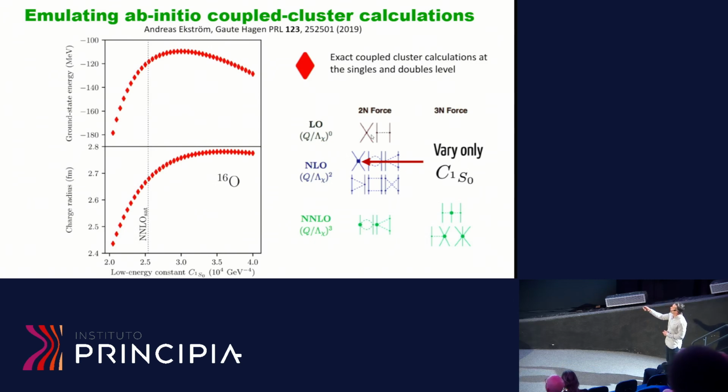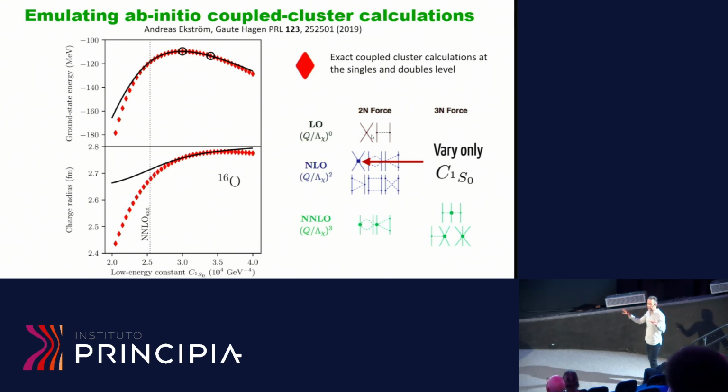Just to show you how it works, this is varying the singlet S contact. And these are exact calculations for singles and doubles for the binding energy and the radius of oxygen 16. Now we vary this constant here in a very large range. So these are exact calculations. Now we add 2 training points, snapshots. We diagonalize then a 2 by 2 matrix for all of these target values of the Hamiltonian.